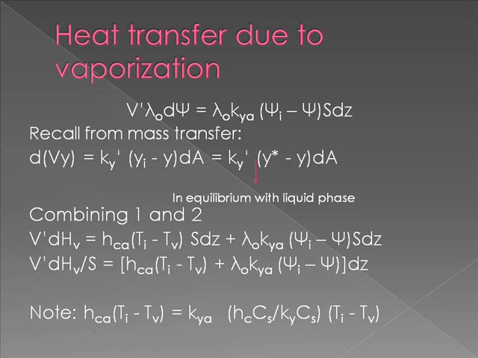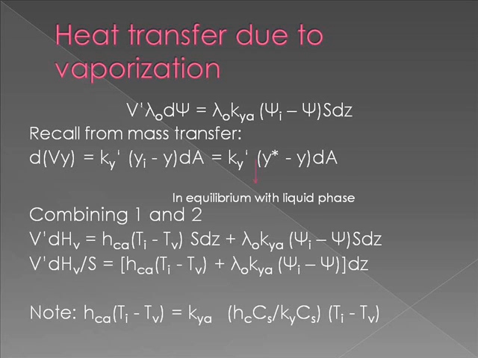Recall from mass transfer that the derivative of Vy is equal to kY prime times yI minus y dA, which is equal to kY prime multiplied to y asterisk minus y dA. y asterisk is in equilibrium with the liquid phase. Combining the two equations, we have V prime dHV is equal to hC a (Ti minus TV) S dZ plus lambda naught kY a (ψI minus ψ) S dZ.